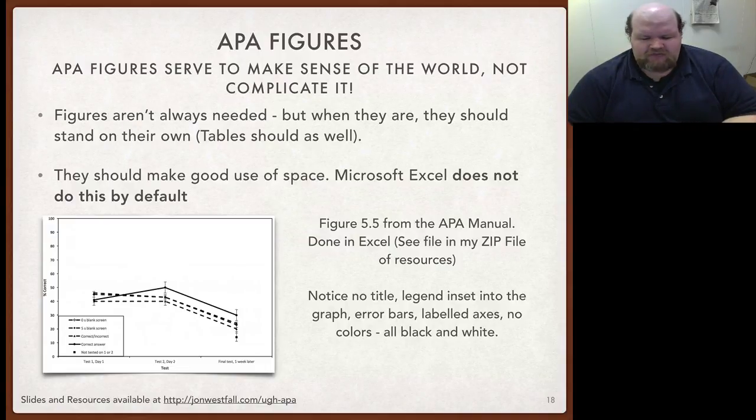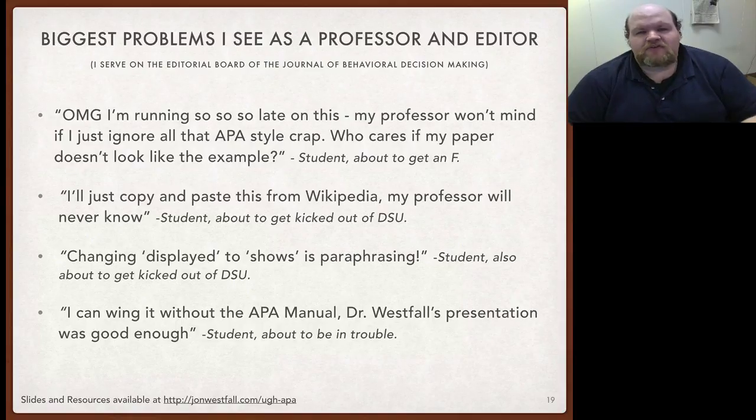I want to finish up by talking about some of the biggest problems that I see as a professor who grades papers written in APA style, and an editor that serves on the editorial board of the Journal of Behavioral Decision Making and other journals as well, as an ad hoc reviewer of many manuscripts. This first one: "Oh my God, I'm running so late on this. My professor won't mind if I just ignore all that APA style crap. Who cares if my paper doesn't look like the example?" That's from a student about to get an F.